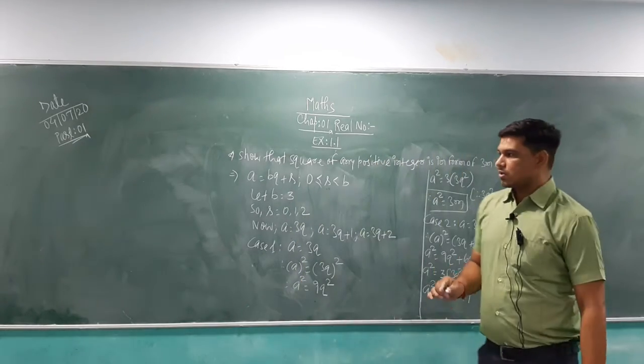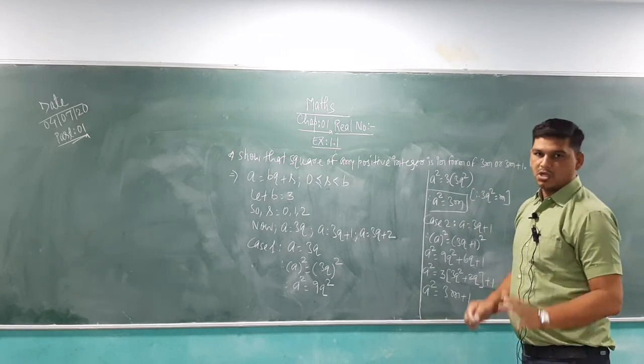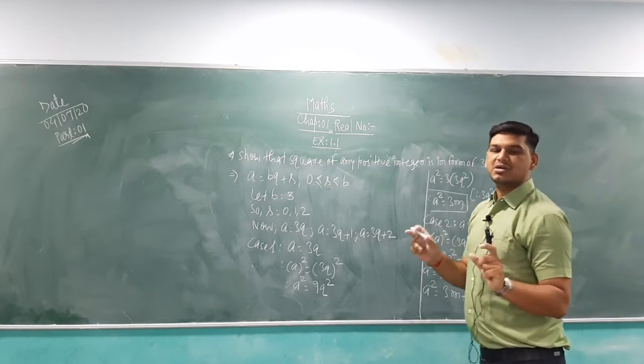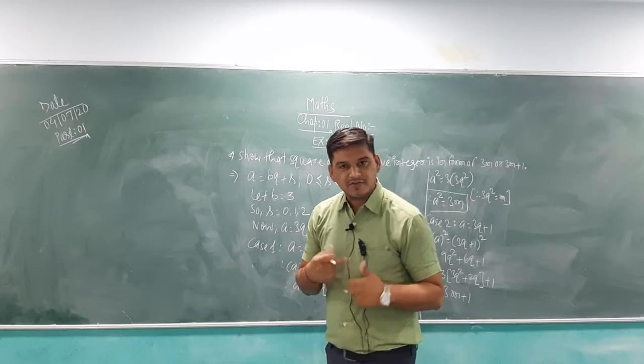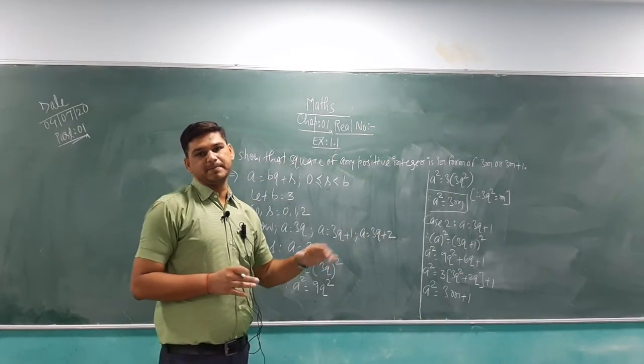Similarly, we can prove for 3q + 2 as well. So it is proved by Euclid's division lemma that the square of any positive integer is of the form 3m or 3m + 1.